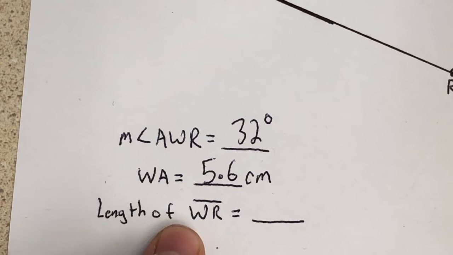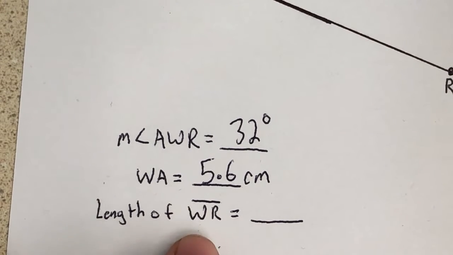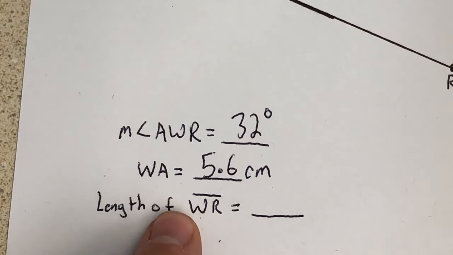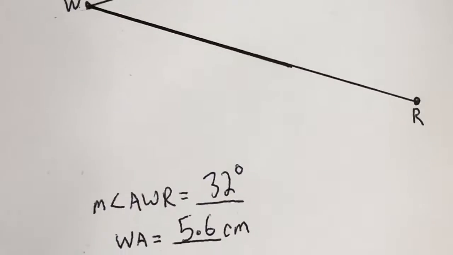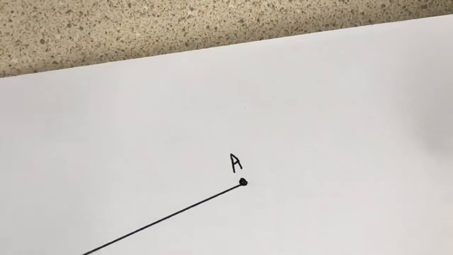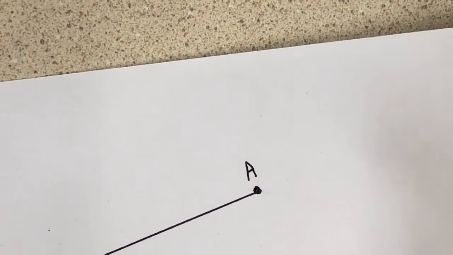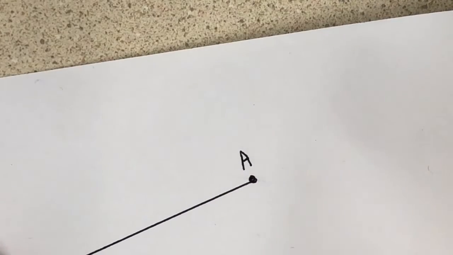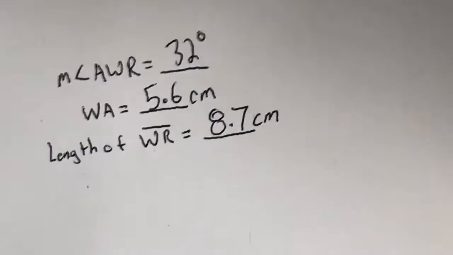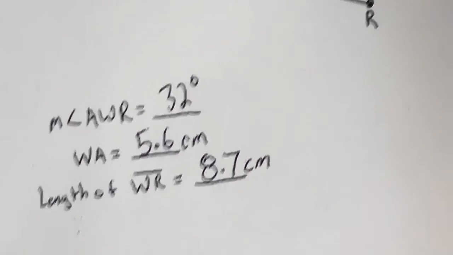Okay, the length of segment WR, so with this little line here, that means the piece of line that goes from W to R. So the length of W to R, we can also measure. So I'm going to use my centimeters, match this right up where that point is for W, and then find out where R ends. So counting the centimeters, I got 1, 2, 3, 4, 5, 6, 7, 8. It finishes right here, right about 8.7 centimeters. So that's how you measure angles.